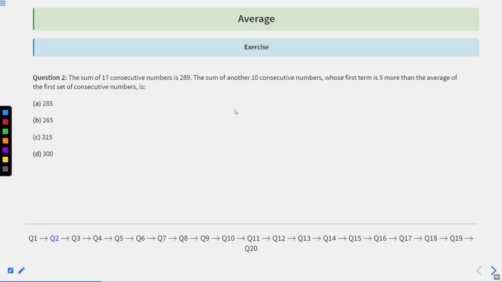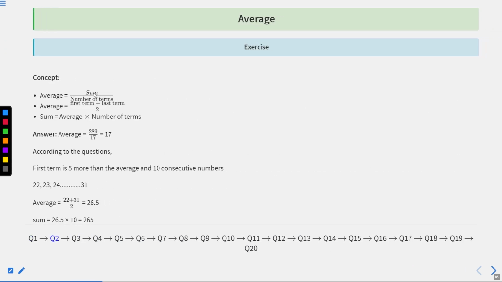Moving on to problem number 2. The sum of 17 consecutive numbers is 289. The sum of another 10 consecutive numbers, whose first term is 5 more than the average of the first set of consecutive numbers, is. So the average is given by sum of observations upon number of terms, and the second formula for average is first term plus last term upon 2, and sum is equal to average times number of terms. So let's start with the solution.